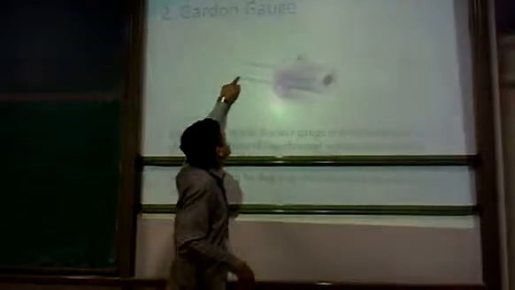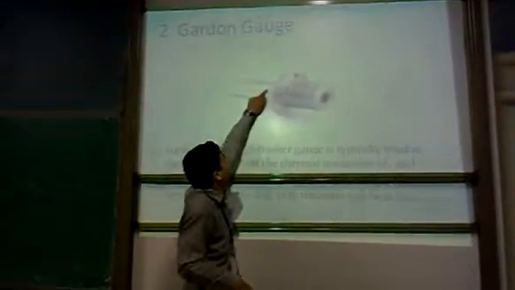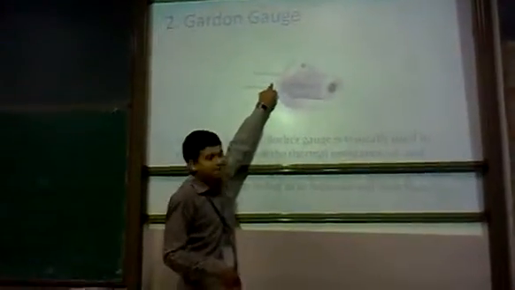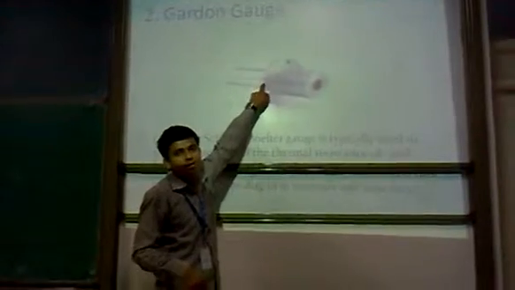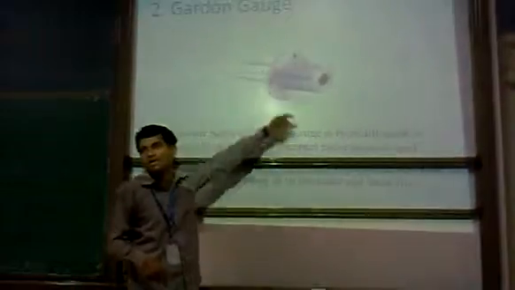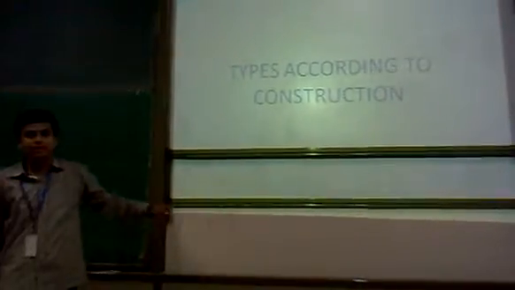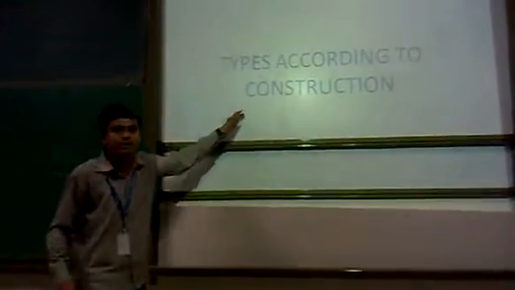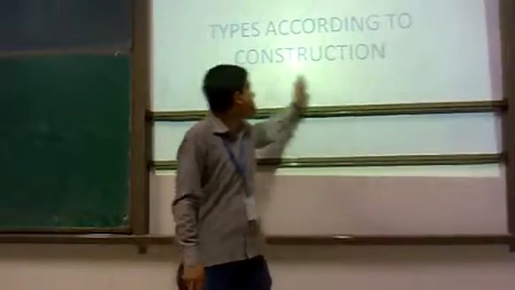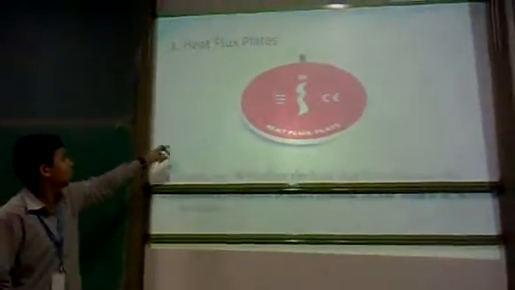This type of gauge includes two similar rods, and inside there is a ring. That ring is nothing but a thermopile. Because of that thermopile, we can easily measure the heat flux. Then there are some types of heat flux sensors according to construction and working. There are basically 10 types.